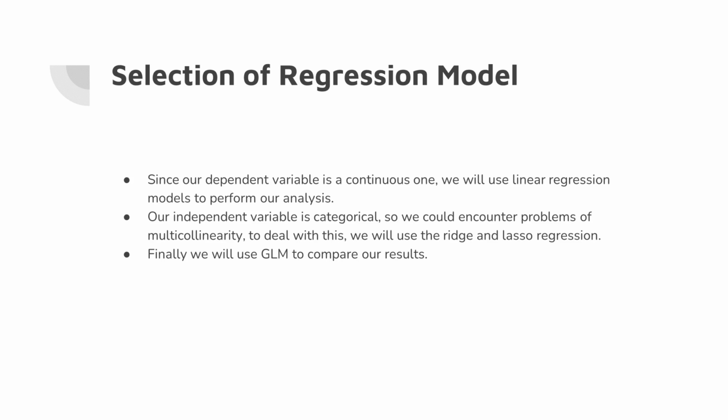To select the regression model to use, we consider that the dependent variable is a continuous one. So we will use linear regression to perform our analysis. Also, our independent variable is categorical, so we could encounter problems of multicollinearity. To deal with this, we will use the Ridge and Lasso regression. And finally, we will use GLM to compare our results.